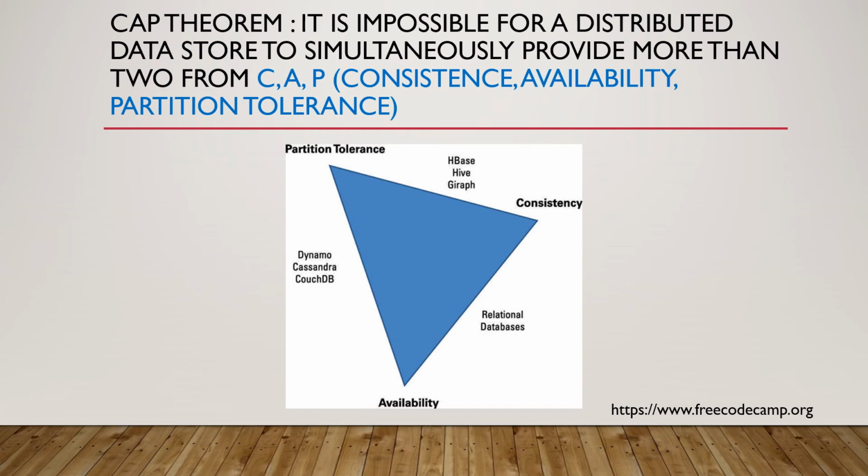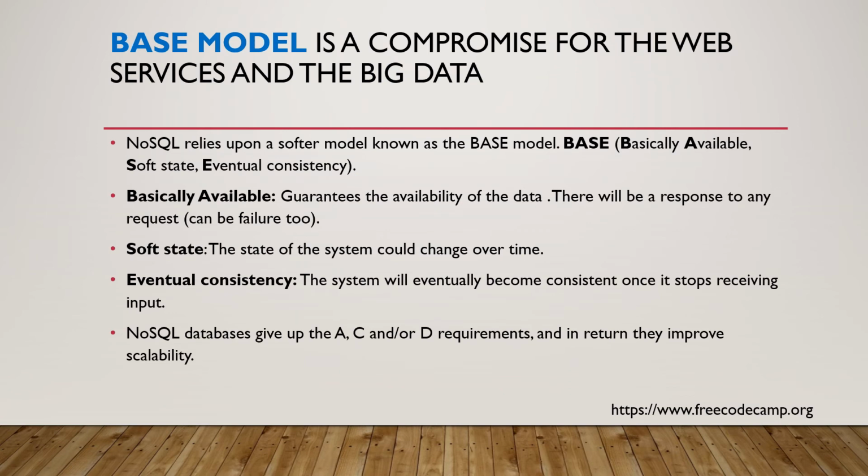Okay, and it's related to the idea that we need to relax the ACID properties, so we came into these ideas of what is called the BASE model, which is a compromise for the web services and big data. What it means is basically available, soft state, and eventually consistent. That's what the BASE model means. Basically available means availability is the most important thing. It guarantees the availability of data. So we keep the data in multiple places. As the data comes in, it goes through multiple storage before it gets converted into accessible managed data.